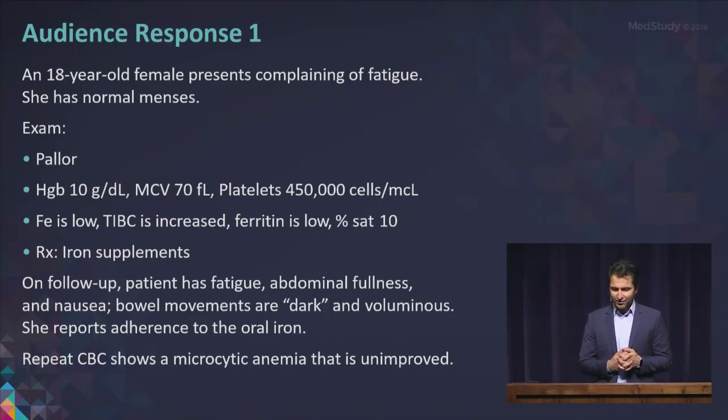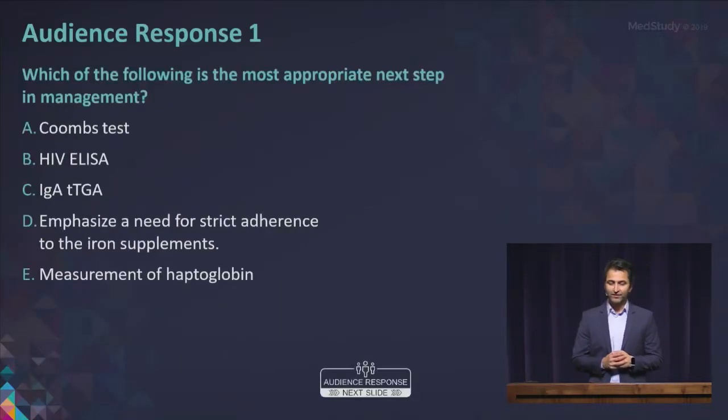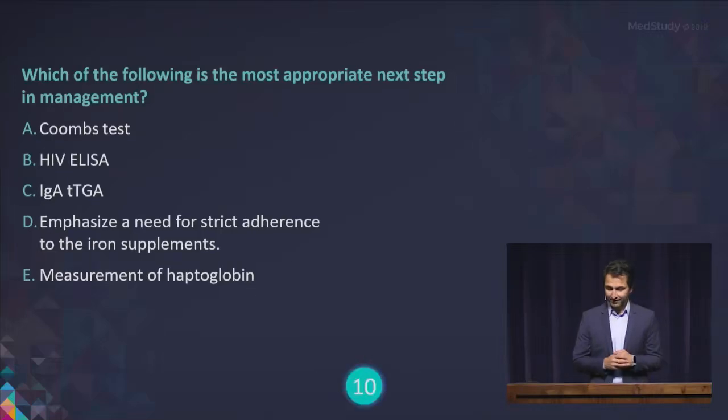She's fatigued, she describes some nausea, her bowel movements are dark and voluminous. She swears to you that she's taking her oral iron. You repeat a CBC and it's unchanged. Hemoglobin of 10, MCV is 70. Which of the following is the most appropriate next step in management? A Coombs test, an HIV, an IgA trans-tissue glutaminase, lecturing her about doing better with taking her iron supplements, or checking a serum haptoglobin. What do you guys think here?